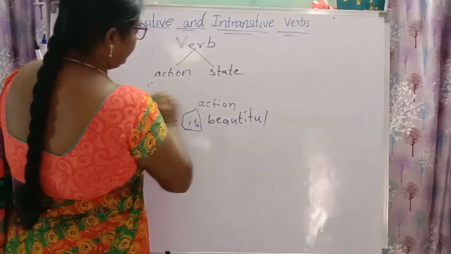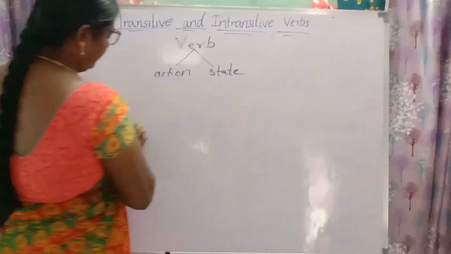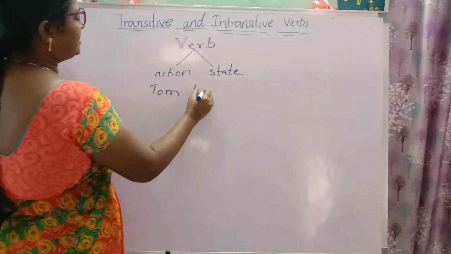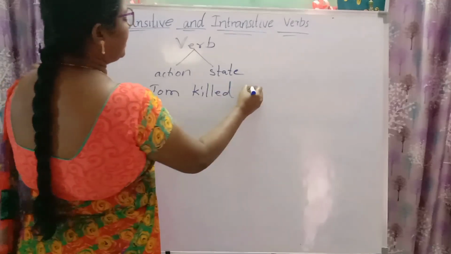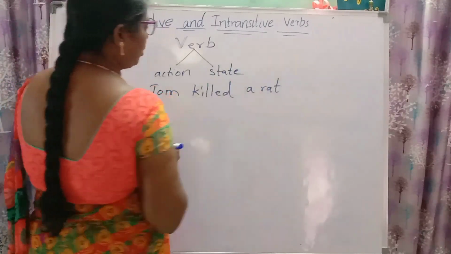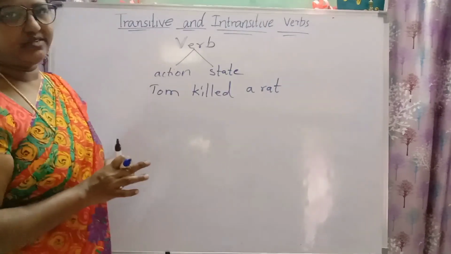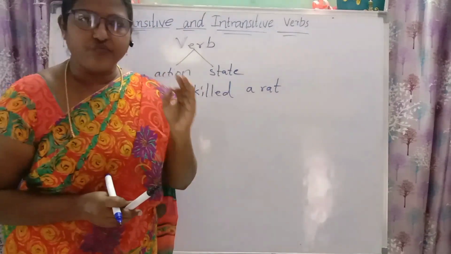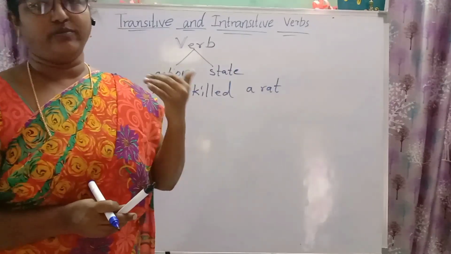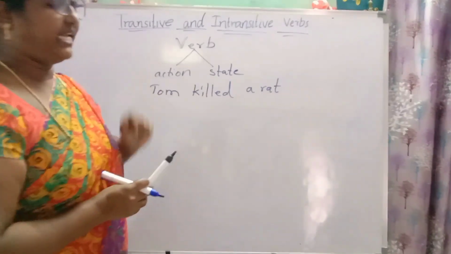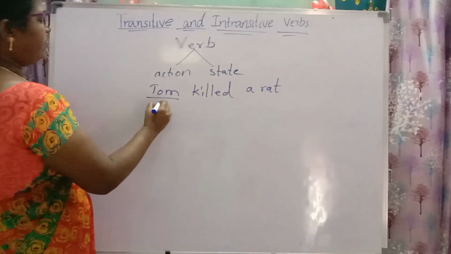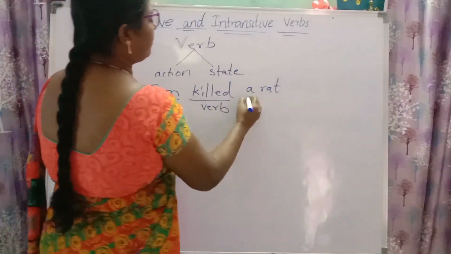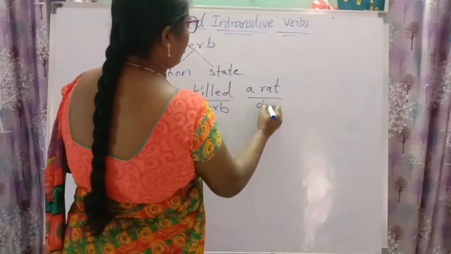For example, Tom killed a rat. Transitive verbs are the verbs which have an object. When you see the sentence here, Tom is the subject, killed is the verb, a rat is the object.